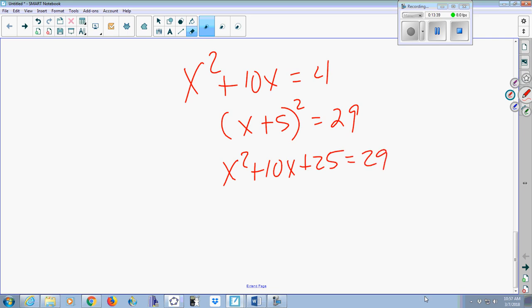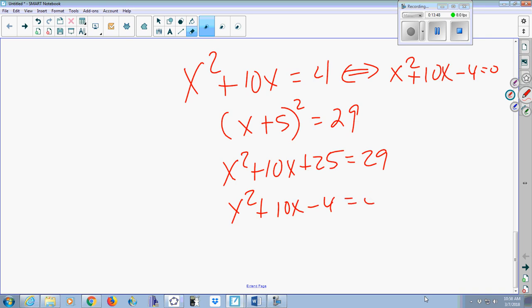Okay, subtract 4 from both sides here, and you get x squared plus 10x minus 4 is 0. Subtract 29 from both sides here. They're exactly the same. So what I just did with this equation, this process of completing the square, is what we use to get the quadratic formula, but we never bother showing that to you. So you're going to be getting pieces of an equation today like this, and you're going to have to turn it into something like this.